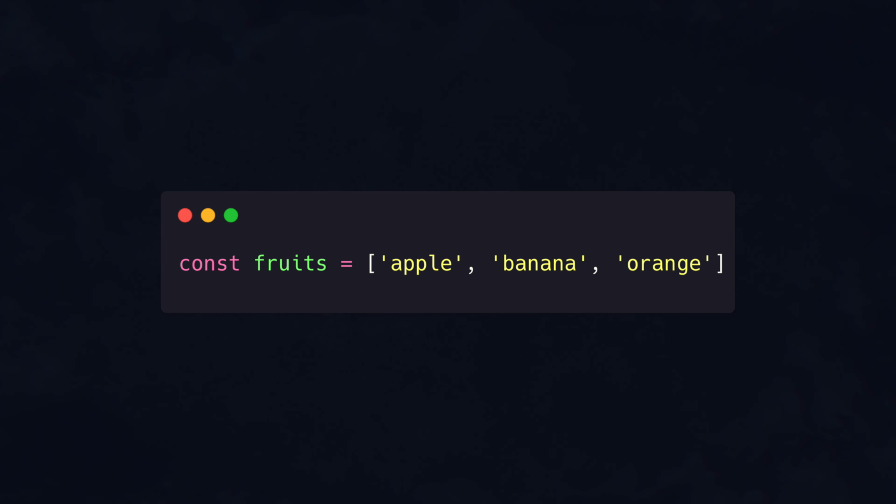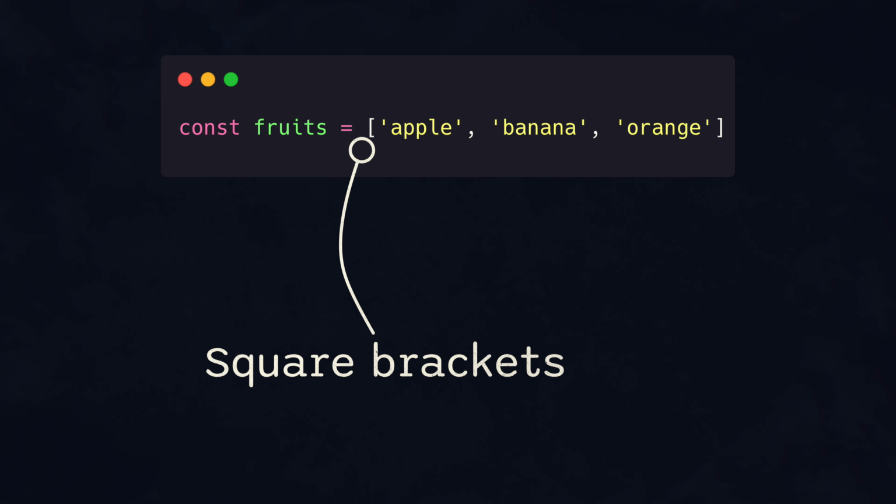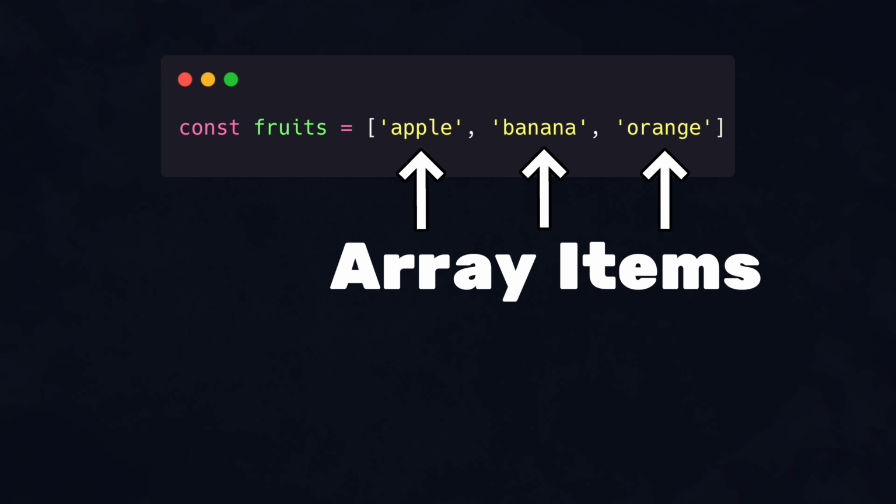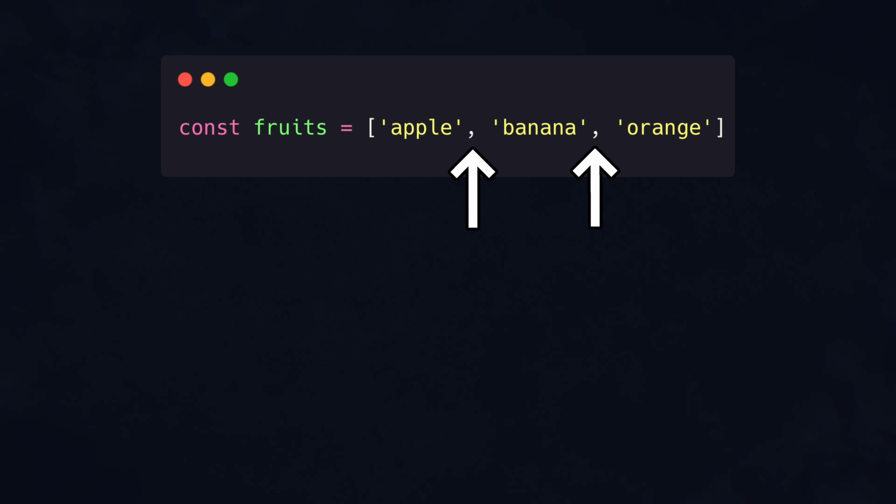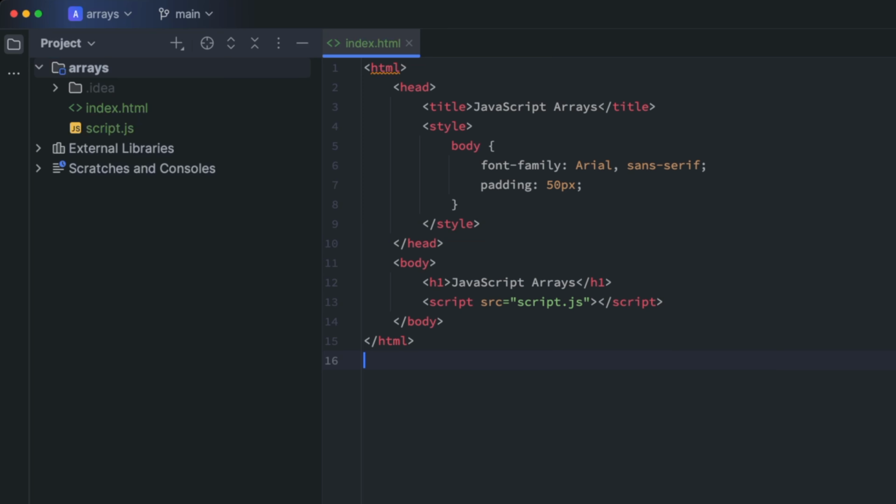And this is what the basic code for an array looks like in JavaScript. You create arrays using square brackets, and you can put as many values inside as you want, separated by commas. Now, let's jump into the code and explore the details.